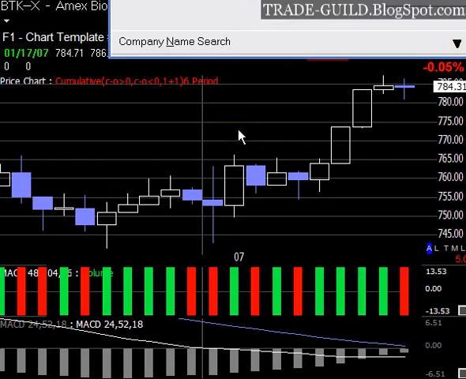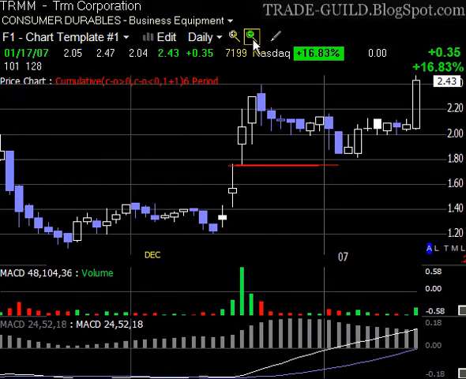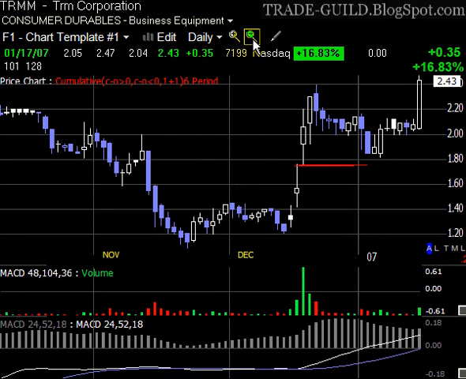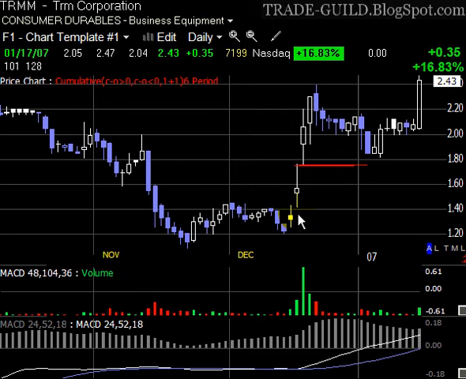Real quick, we're going to take a look at some former ideas or things we featured on the blog here. Here's TRMM, which was first brought on the blog, I think, around January 1st. And this was a pick from KJ. So if we look at the gain that would have been realized and taken a position from them, about 13.5% there, so pretty nice gain.